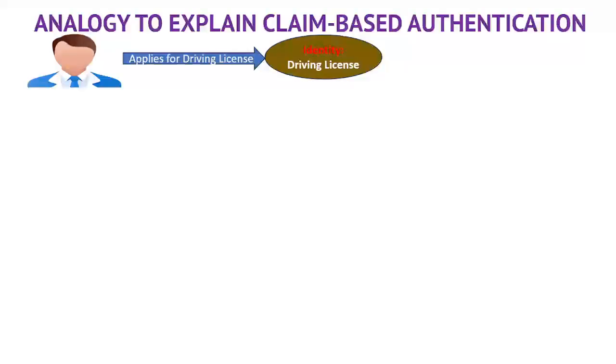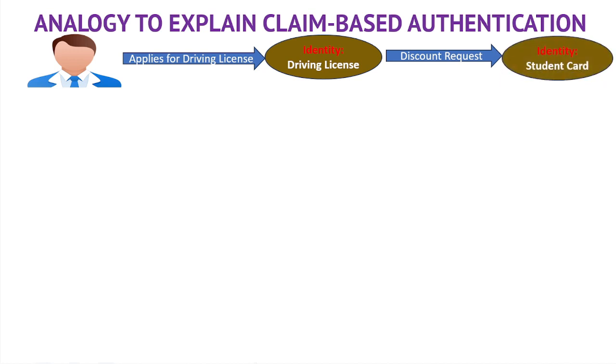But this user called Job is actually a student. So when applying for a driving license, they need to pay some fee. But now they want a discount to be given to them because they're actually students. So they now request a discount. But for them to be identified as a student, they need to present a student card. So another identity is now required so that they are identified as a student. So they need to present a student card to show that they're in a university somewhere, studying a certain course, and in a particular year of study.